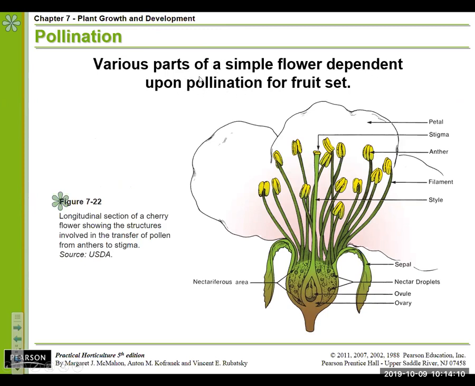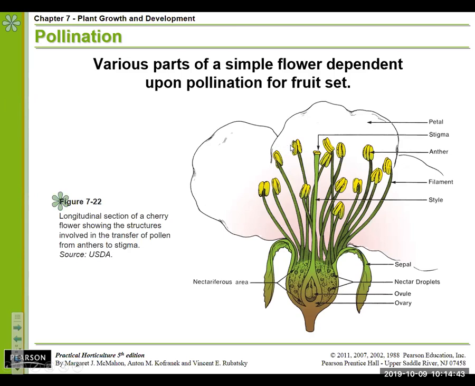The flower is dependent upon pollination, of course, for fruit set. And so here we have the female part of the plant. We're looking at that as being first the stigma, which is the receptive part of the plant. That's where the pollen actually sticks to it. And then down here, we've got the ovule and the ovaries. So the pollen is being transported down here to the ovule to trigger fertilization and then develop into a fruit.